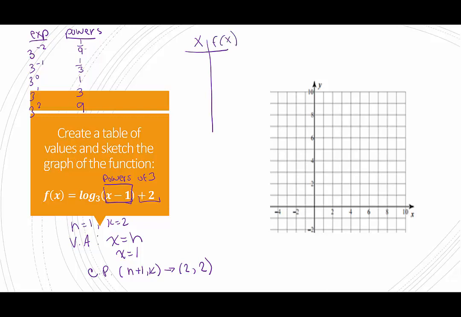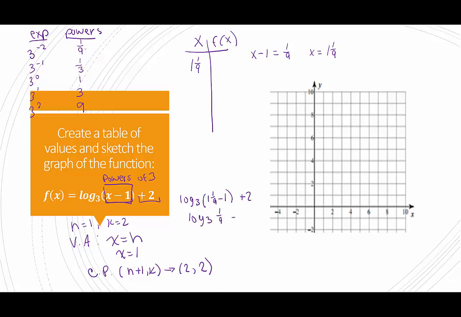So to set up our table, x and f of x, we want to plug in x values that will make sure the argument is a power of 3. If we want the first one to equal 1/9, then we want x minus 1 to equal 1/9. If we add 1 to both sides, that means we need to plug in x equals 1 and 1/9. So if I plug in 1 and 1/9, I have log base 3 of (1 and 1/9 minus 1) plus 2. Well, 1 and 1/9 minus 1 is 1/9. So then I have log base 3 of 1/9.